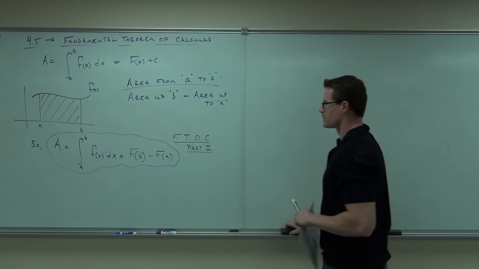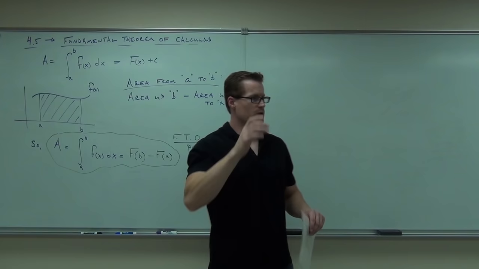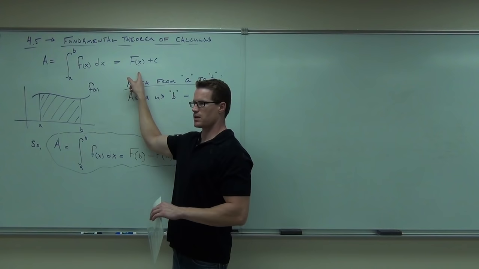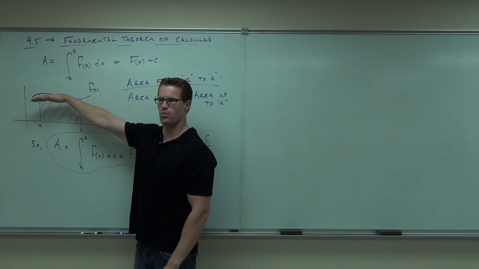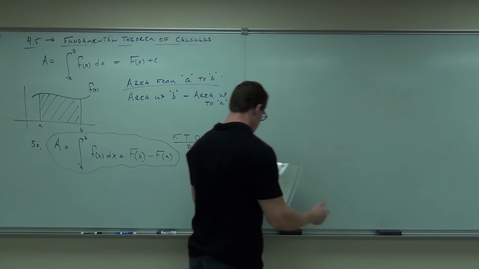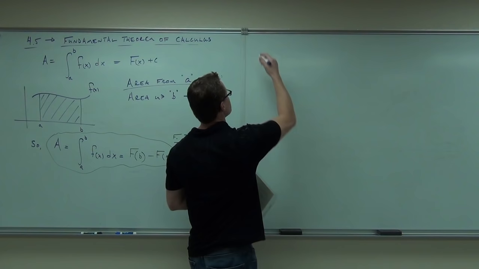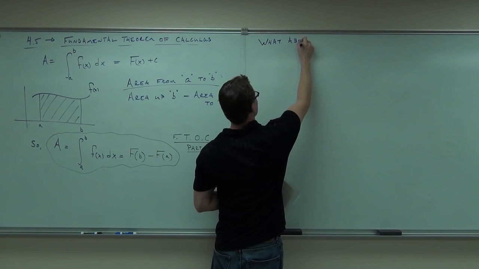Well, you do know it's definite, so we shouldn't have a C. But when you think about it, remember when we were finding this? This is a family of curves, right? How are you supposed to know where it's at? Wouldn't a curve way up here have a different area than one right here? Clearly the height would be different. So why does this even work? Well, think about this for a second. What about the C?